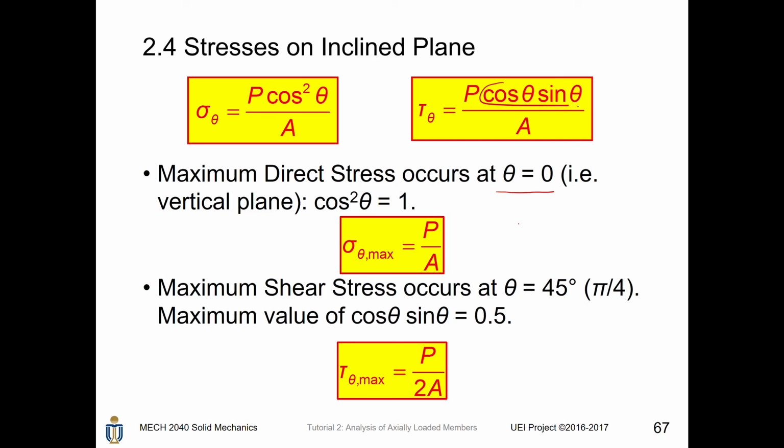Besides, the maximum shear stress is a little bit special. Consider cosine theta times sine theta. Its maximum value is 0.5, which occurs at 45 degrees. Therefore, the maximum value of cosine theta sine theta is 0.5, and the maximum shear stress occurs at theta equals 45 degrees, which is P divided by 2A.